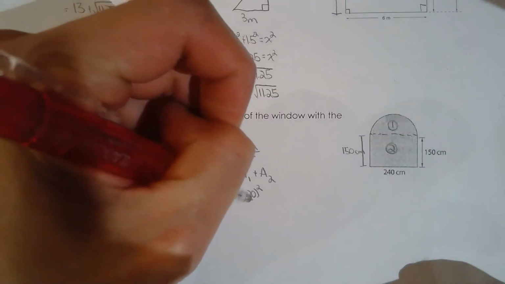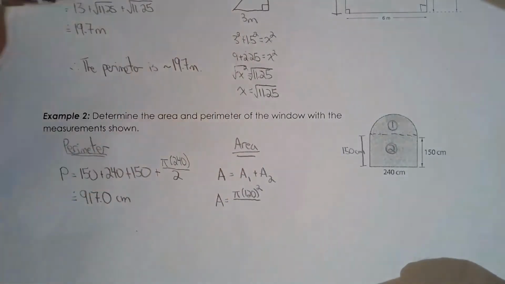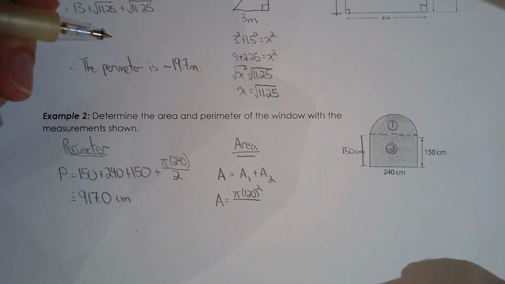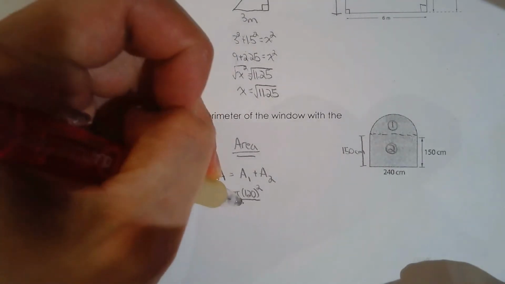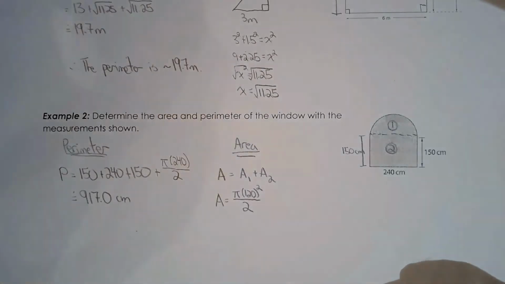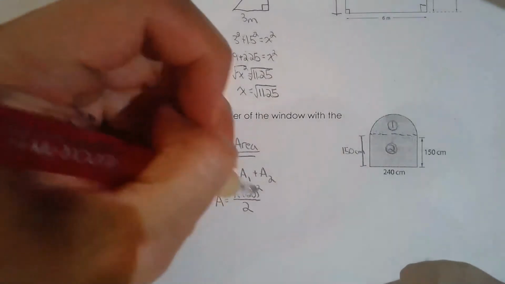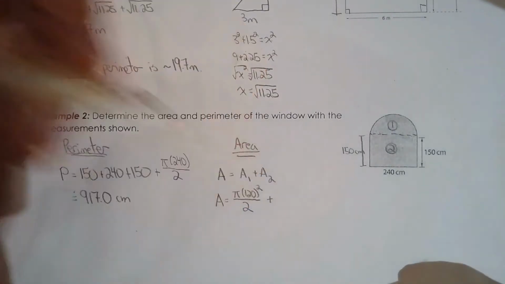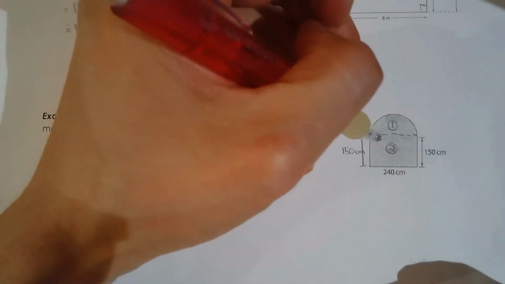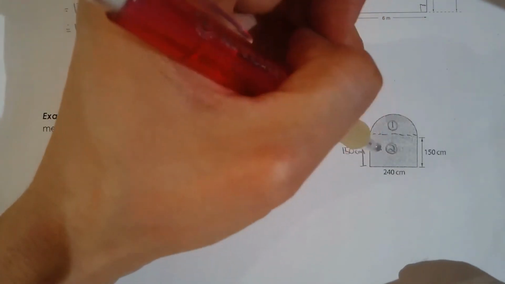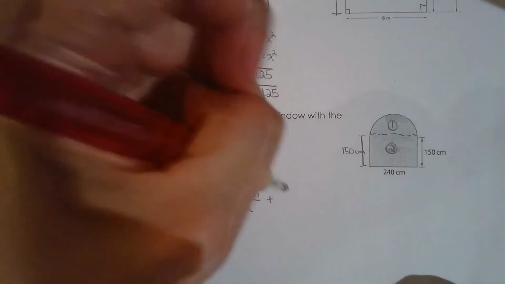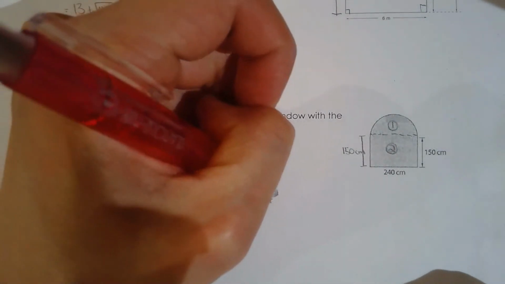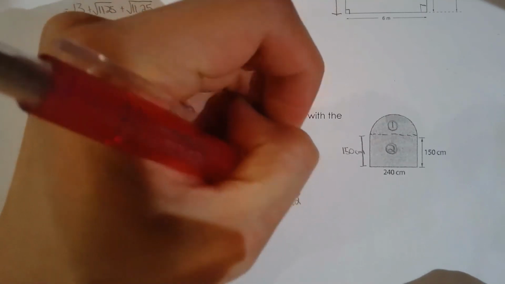Now don't forget, this is for the whole circle, but I don't have a whole circle. I have a semicircle. So this is pi r squared, and we'll divide it by 2. So this is the area of my semicircle. Plus, what's my second shape that makes up this composite figure? The rectangle. Look at the formula sheet. The formula sheet says that the area of a rectangle is length times width. So 150 times 240.